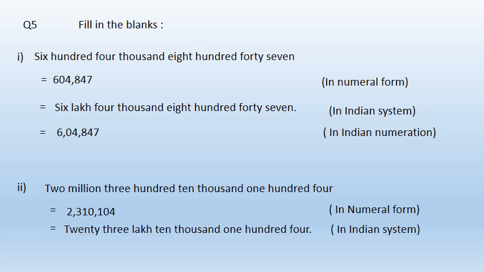And finally we are going to write it in numeration. So in numeration we'll write the same number, just changing the commas according to the Indian system. 23,10,104.